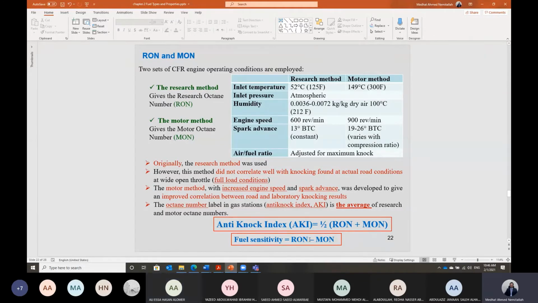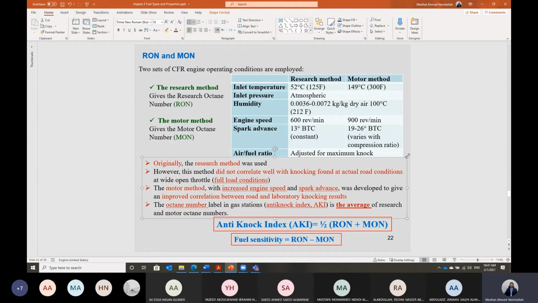Thank you. So the difference in this case between the research octane number and the motor octane number should give us indication about the sensitivity of the fuel to the operating condition. When we have higher intake air temperature, higher RPM, and advancing the spark, we will have lower octane number. That means the difference should give us indication about the fuel sensitivity to the operating condition, and the motor octane number should be less than the research octane number.